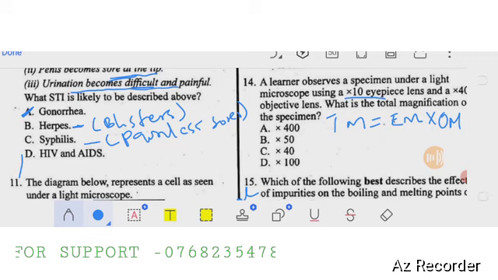So what is the total magnification? We are looking for it, we don't have it. So it's equal to what? Eyepiece magnification, which is 10, times objective magnification, which is 40, and the answer becomes 400. But remember always to put a times behind your answer. Without it, you are cooked.